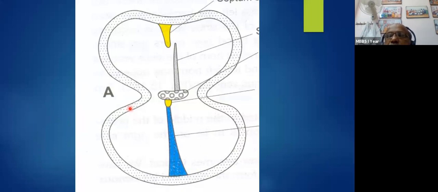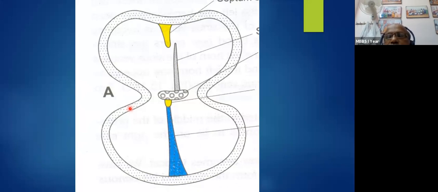So they are the semilunar valves. Semilunar valves are guarding the aortic orifice. Usually we will be having 3 semilunar valves. One is anterior, 2 are posterior. Opposite to this attachment of the aortic wall, you will be having dilatation in the wall of aorta, that is called as aortic sinus.